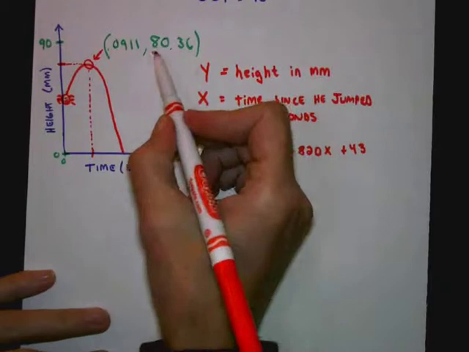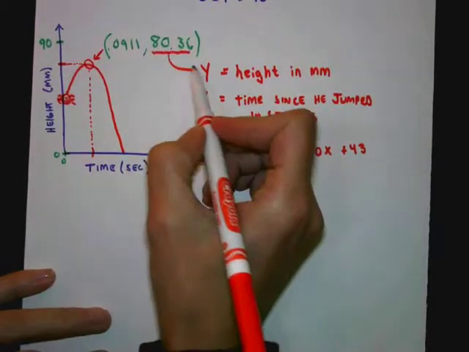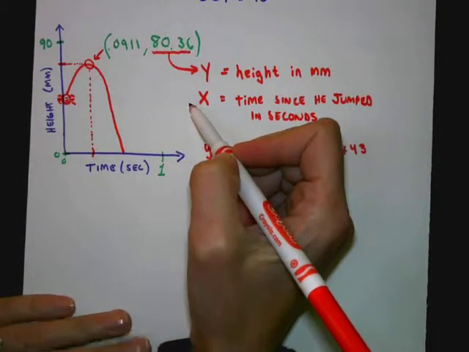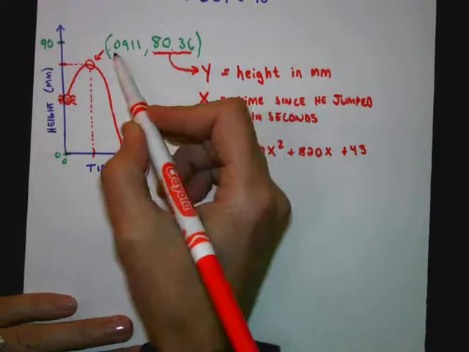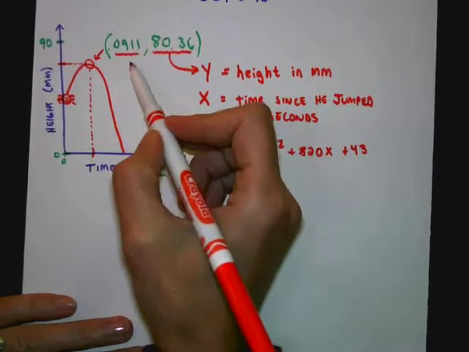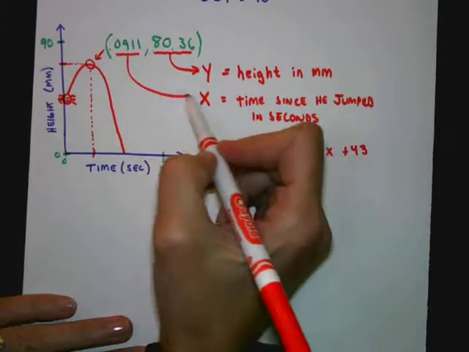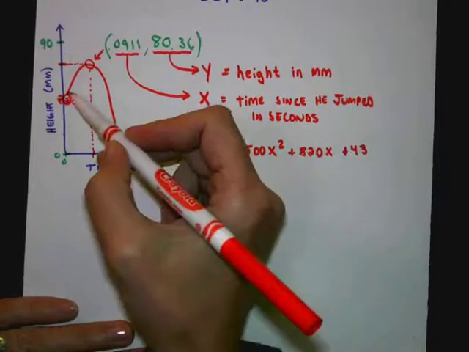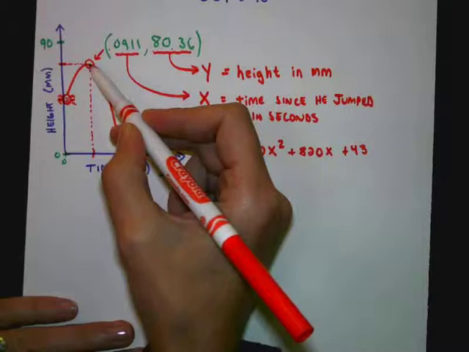So the y coordinate of the vertex was 80.36. Remember that in this problem, y stood for the height in millimeters. So the highest point that the spider reached was 80.36 millimeters. The x-coordinate of the vertex is 0.0911. Remember that in this problem, x stood for the time in seconds since he jumped. So he was at the very highest point of his jump, 0.0911 seconds after he jumped.